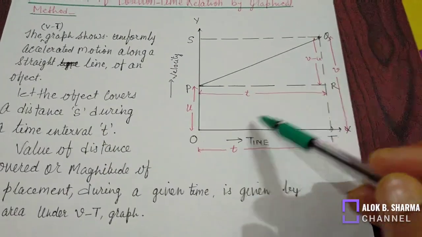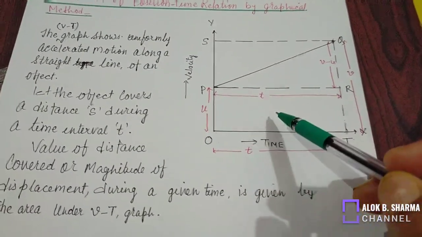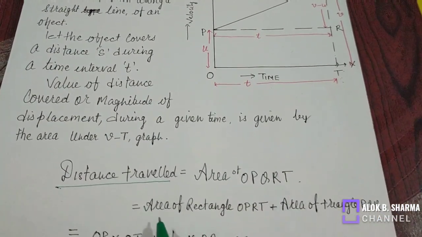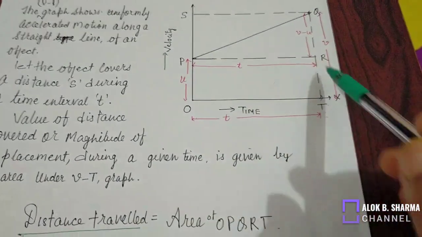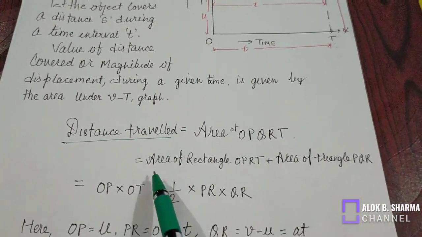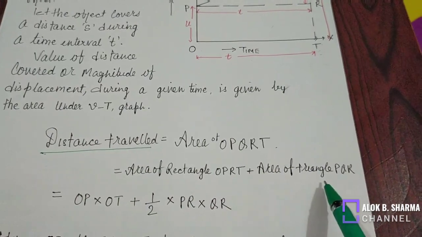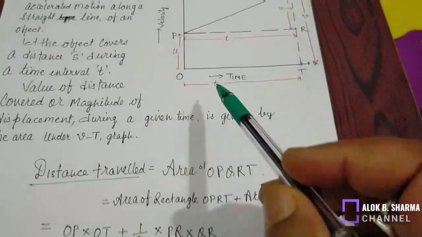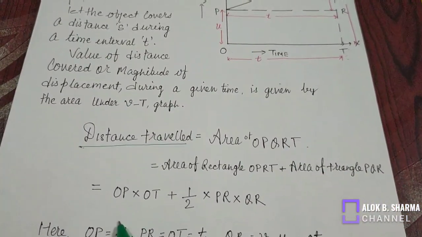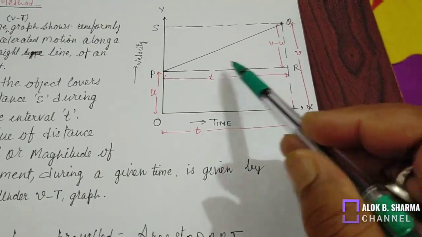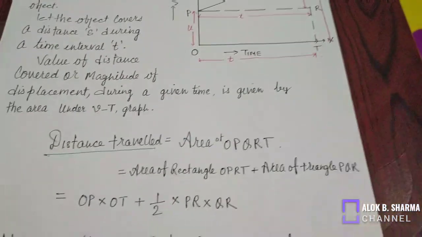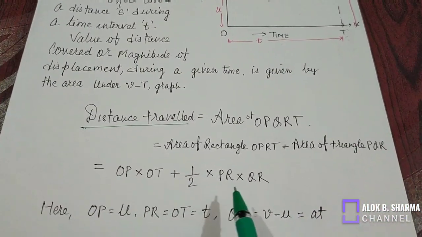Now in OPQRT there are two shapes, one is a rectangle and one is a triangle. So the area of OPQRT will be the sum of the area of rectangle OPRT plus the area of triangle PQR. Area of rectangle is length into breadth, that is OP into OT. Area of triangle is half into base into height, where PR is the base and QR is the height. This is written here as half into PR into QR.